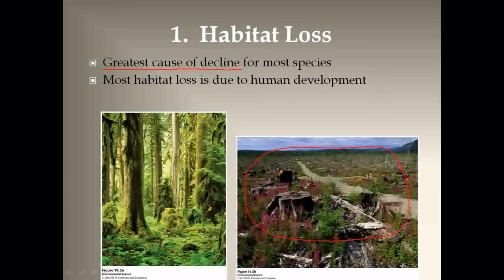They have their little role in the ecosystem. They have their little niche. And if they can't provide that niche anymore, if they can't be there to be eaten, or if their food source isn't there, so they can't thrive, they're done. So the single greatest cause of decline in biodiversity is habitat loss. And most of that happens because of human development.